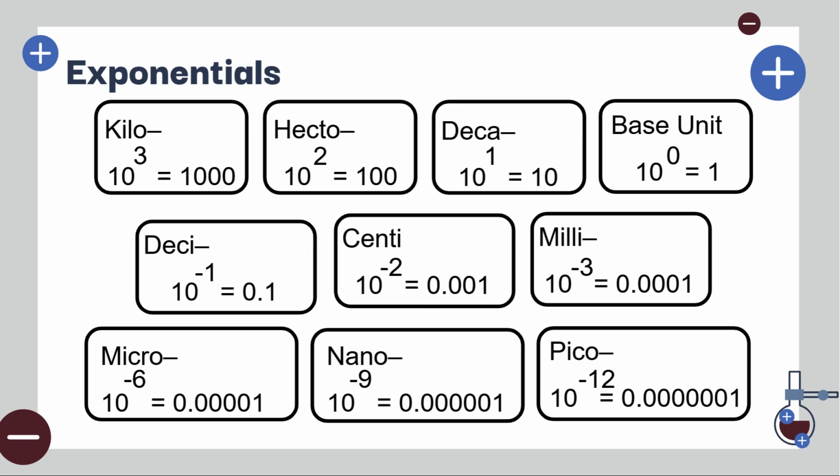Now, exponentials. This is to take a better look at the relationship between each one. Since they are a factor of 10 and go in order, it is very easy to move between units since you just need to move the decimal to convert from one to another. Please note that micro, nano, and pico are jumping by 6, 9, and 12 instead of 4, 5, and 6. If you have a problem, you should really check to make sure that if it's micro, nano, or pico, you are not making a mistake and putting 4, 5, or 6.